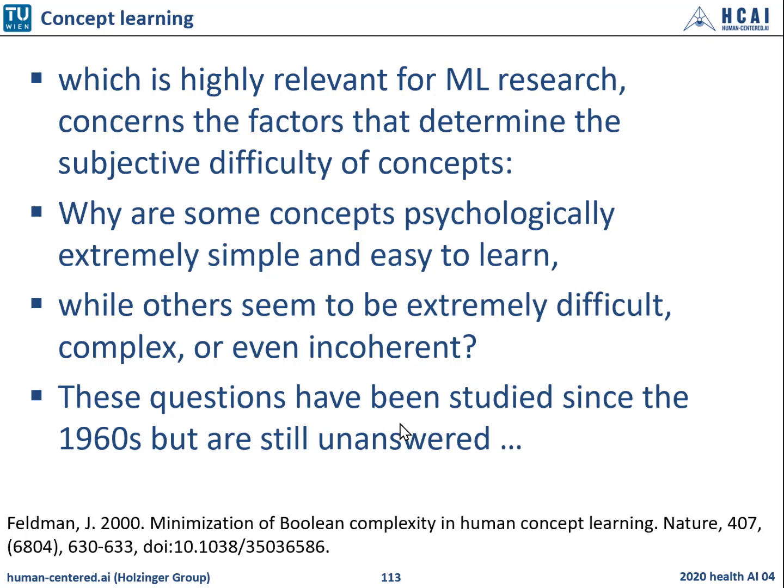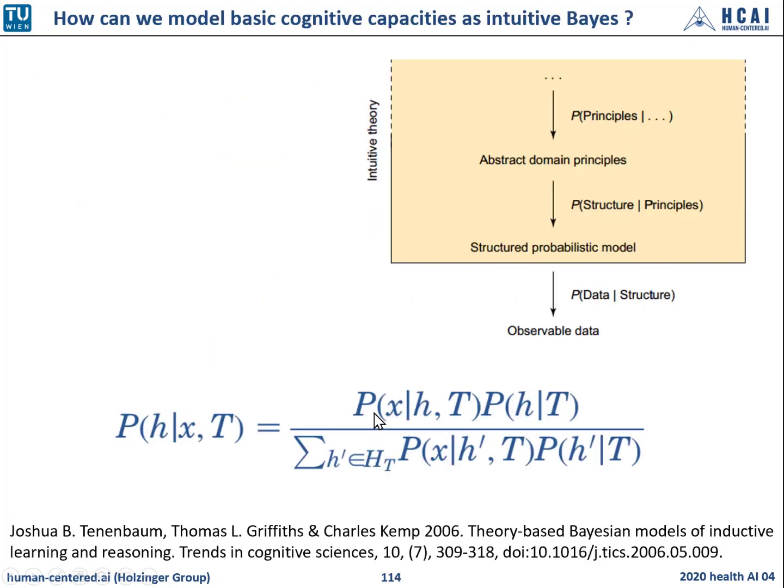So how human learners extract rules from patterns of data and the relative subjective complexity of different kinds of rule. This is central to the investigation of human learning from cognitive science, and this is very, very interesting to transfer this knowledge into machine learning research. So here you see a good fit of cognitive science to machine learning, computer science. So how can we model basic cognitive capacities as intuitive Bayes? So this is actually really a good example for the usefulness of Laplace.